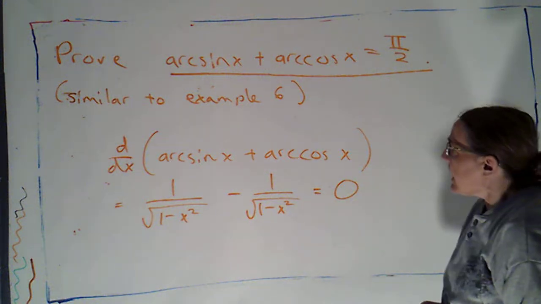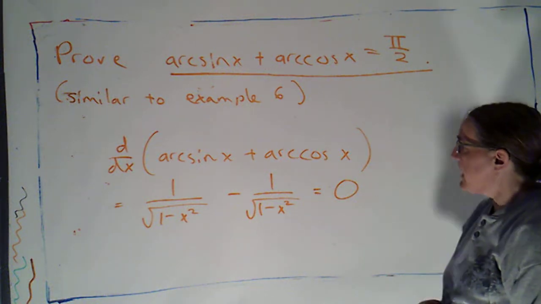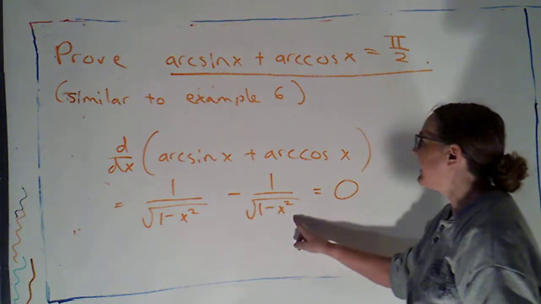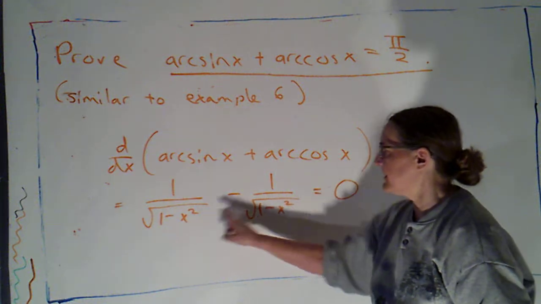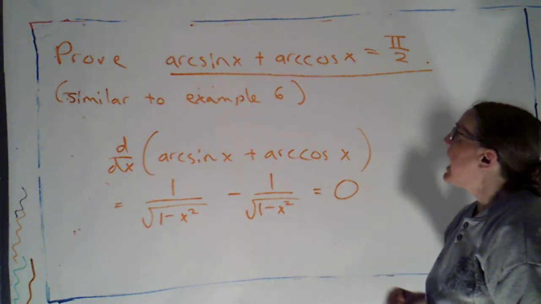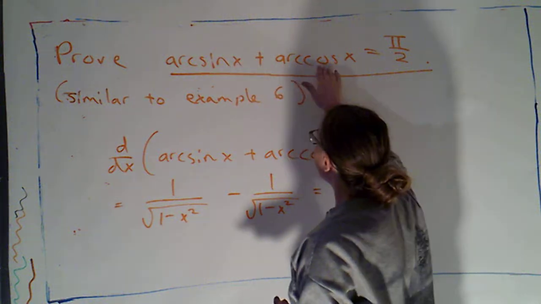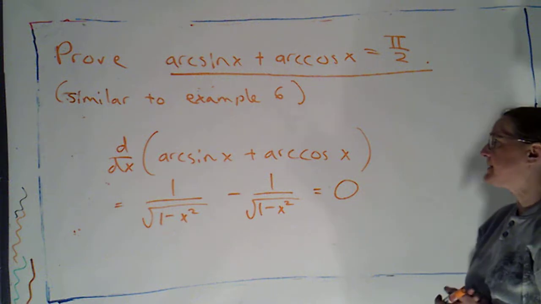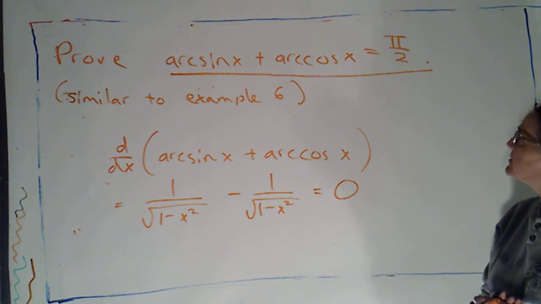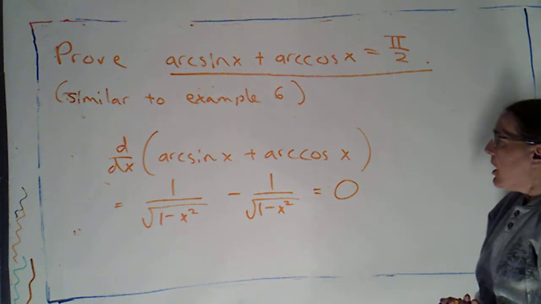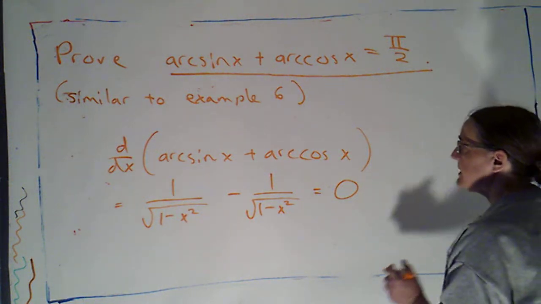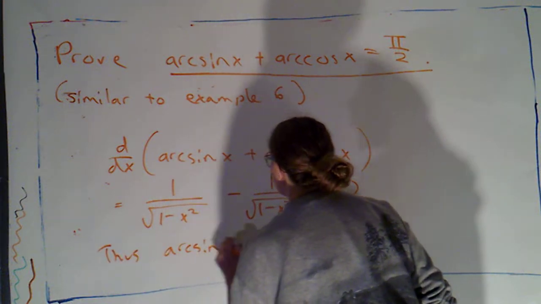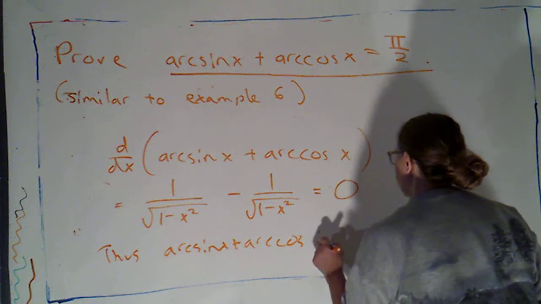Now, at the endpoints, when x is 1 and -1, these derivatives are both undefined. However, I know that arc sine and arc cosine are continuous functions. So if this is true everywhere between -1 and 1, it's going to be true at those endpoints as well. So what this tells me then is that arc sine of x plus arc cosine of x is constant.